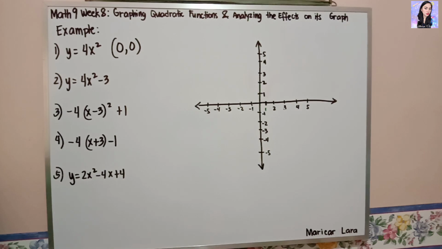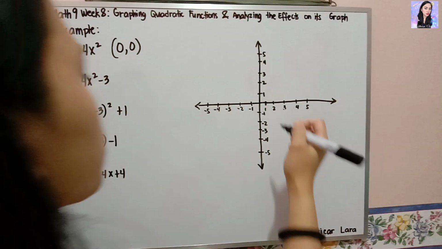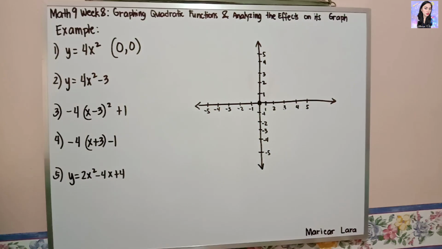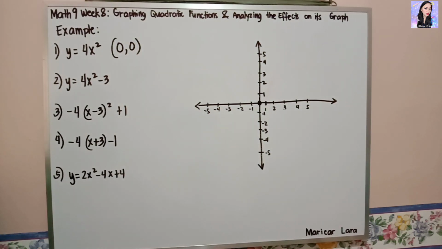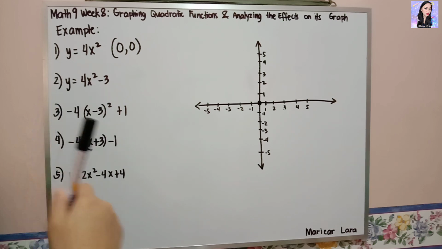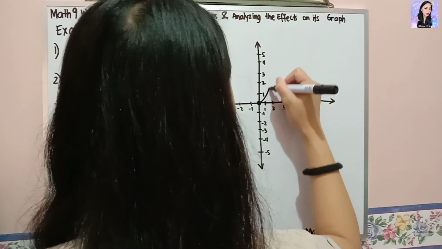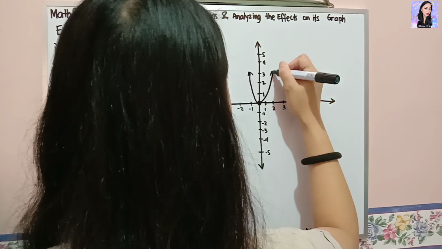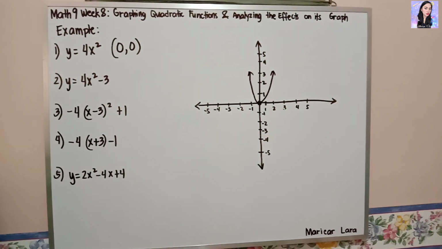So, ipa-plot lang natin yung vertex natin. Dito siya sa origin. And then, gagawa lang tayo ng parabola na open upward kasi ang ating a ay positive. So, yan na yung answer sa number 1. Yan na yung graph ng number 1.